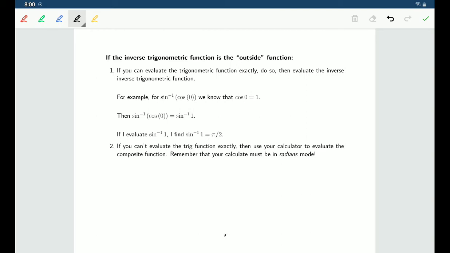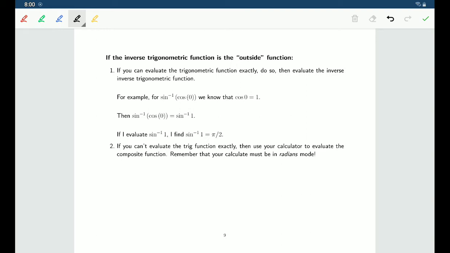The other option is if you don't have the number on the inside being a nice number for which you can evaluate cosine. So for example, instead of 0 or pi over 2 or pi over 3 or pi over 6 or pi over 4, suppose the angle inside was pi over 7, and I can't find the exact value for cosine of that or any trig function of that, well, that's where your calculator comes in.